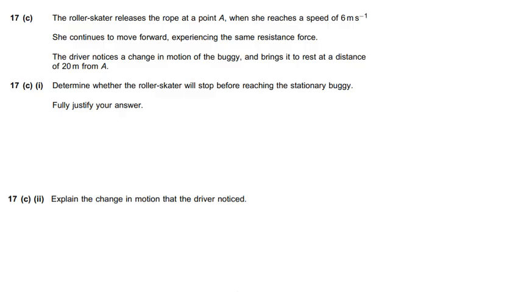Part C, the roller skater then releases the rope at point A at a speed of 6 meters per second. She continues to move forward with the same resistive force. The driver notices a change in motion and brings the buggy to rest at a distance 20 meters from where the roller skater left it. Determine whether the roller skater will stop before reaching the stationary buggy.